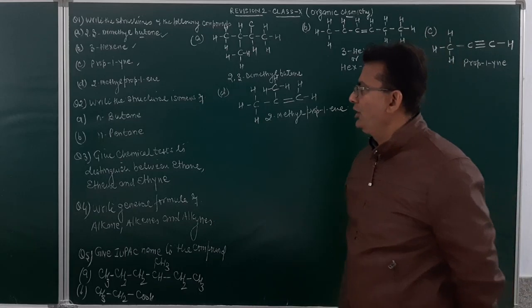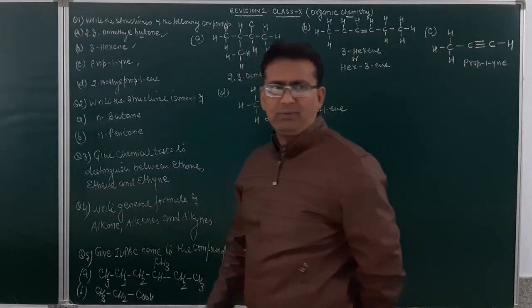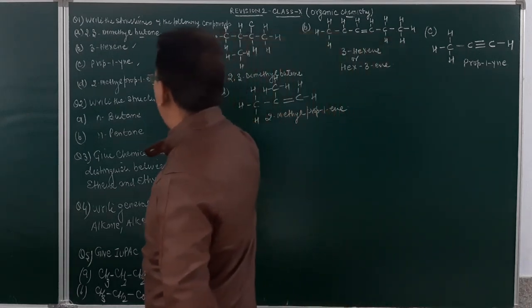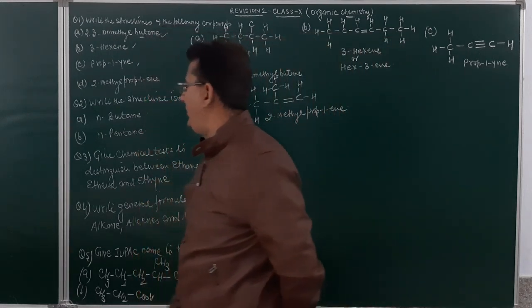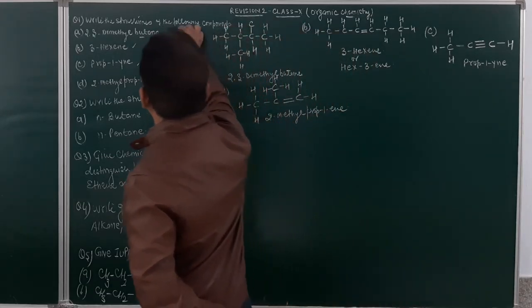Am I clear? Now look at question number 2. Question number 1 must be very clear. Look at question number 2. Write the structural isomers of normal butane and normal pentane. So this was the answer to question number 1.